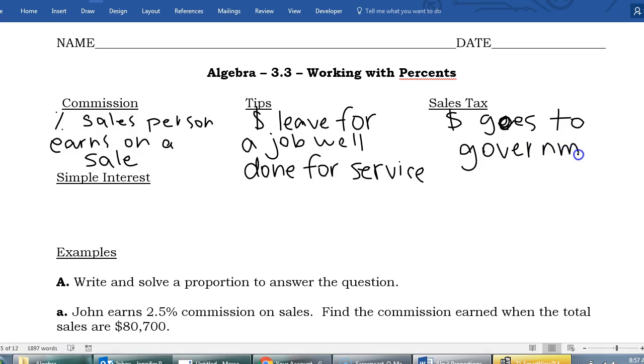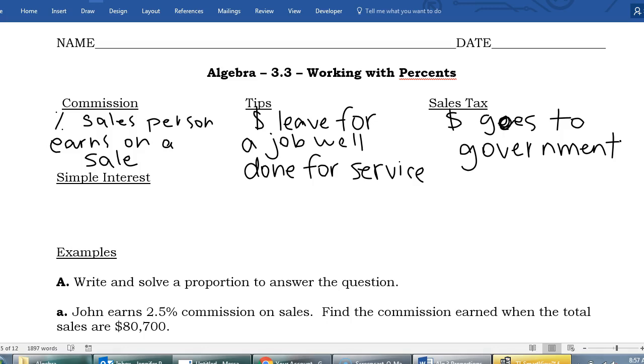You can have state tax, federal tax, local tax. In Minnesota, we have state sales tax. Anything you buy at the store usually gets charged about 7%. I think the state sales tax is actually like 6-point-something%, but then localities like the city of Minneapolis or the city of Fridley or the county, Hennepin County, they would add extra taxes on top of that too. So all of these commission, tips, and sales tax are usually worked out using percents, and it's a percent that gets added to some sort of dollar amount.